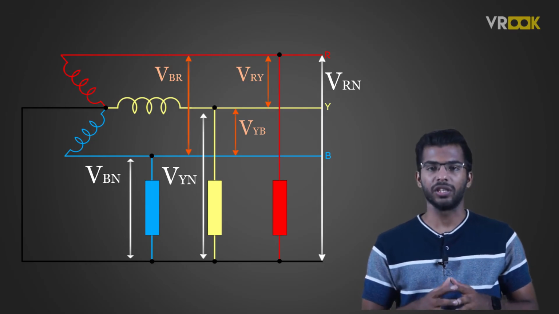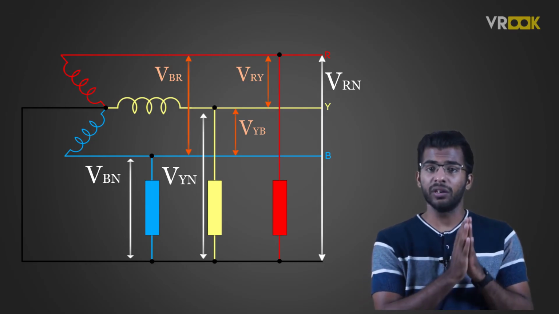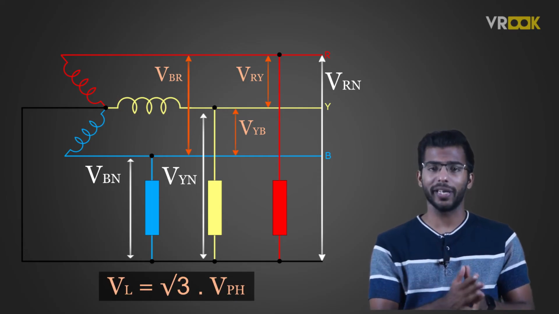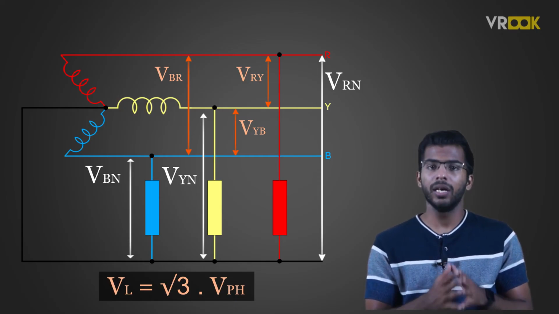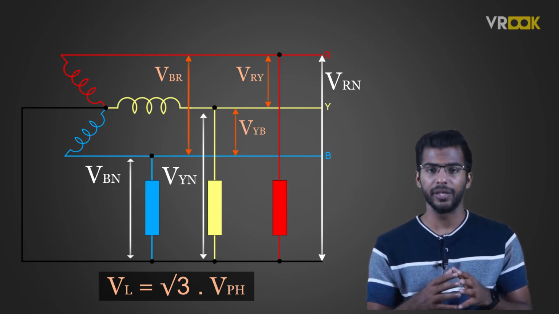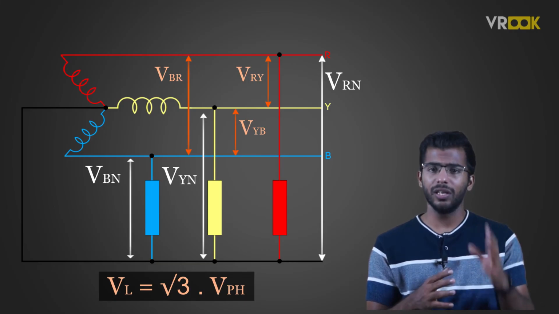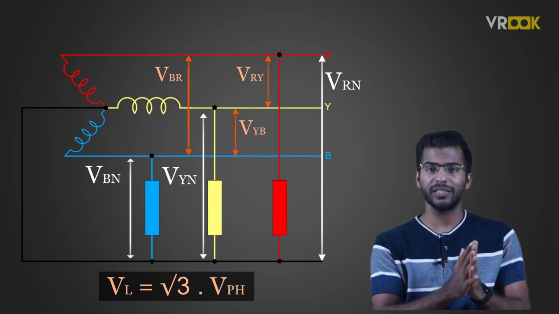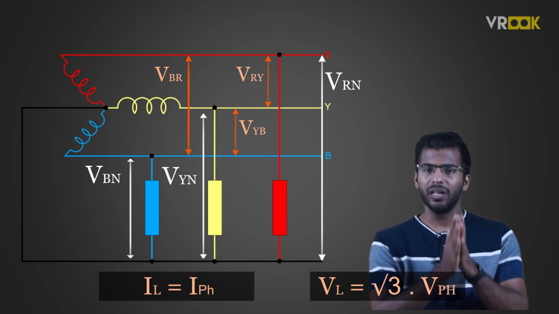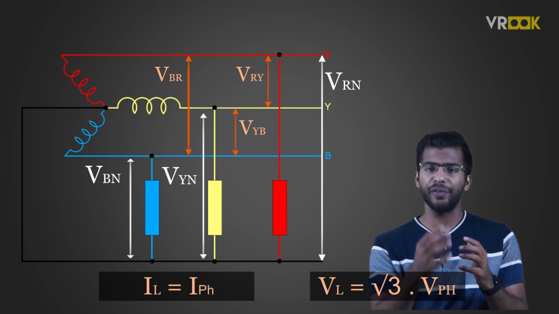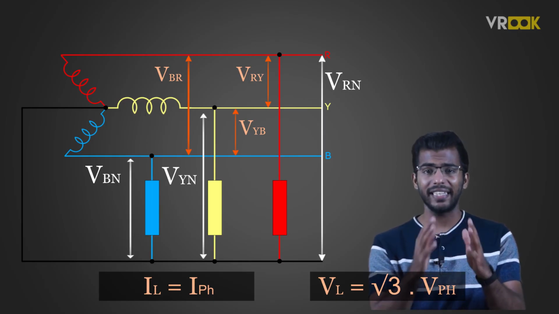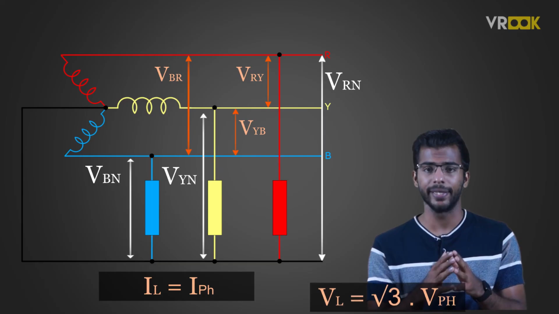In star connection, we get line voltage VL to be equal to √3 times the phase voltage VPH. But the relationship between the line and phase currents is a bit different. In star connection, the line current is equal to phase current, that is IL is equal to IPH. The same current flows through the phase winding as well as in the line conductor as it is connected in series with the phase winding.